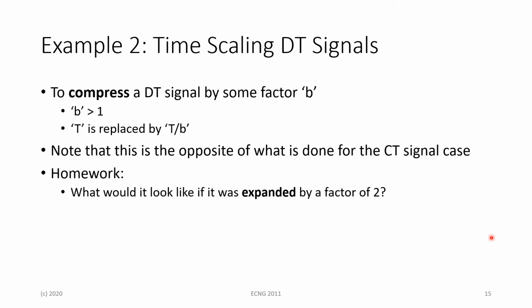Alright, so in compressing a discretized time signal, that means when b here, which is going to be our multiplication factor, is more than 1, our time here is going to be t divided by b accordingly. And it's basically the opposite of what we observed for our continuous time signal case. Now, for homework, what I'm asking here is what happens if we actually expanded the signal by a factor of 2, what actually would happen?